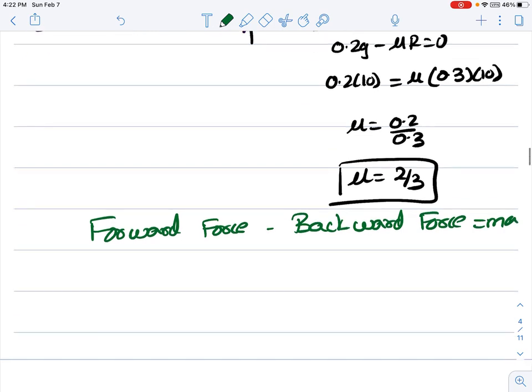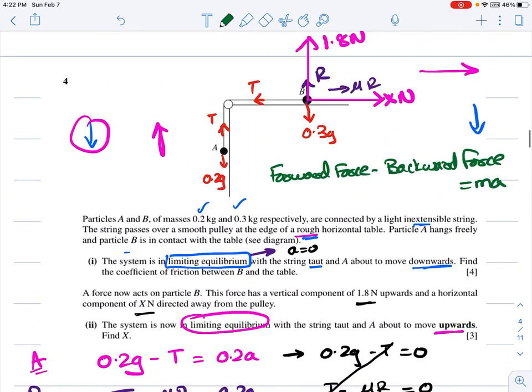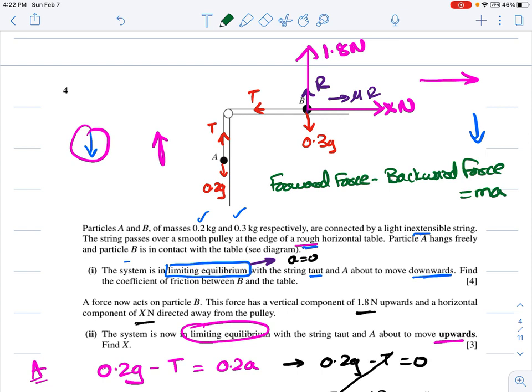Now, when B is moving towards the right side, this friction will be on the opposite side. It goes towards the left side, because friction is always the opposite force. So that's my opposite force. Now I have to find the value of x.